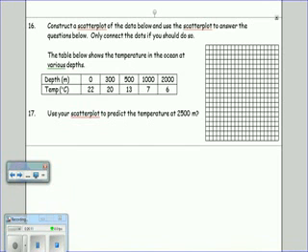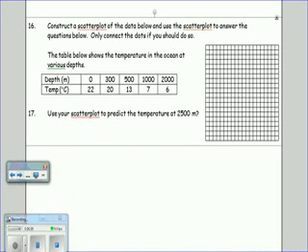I wasn't a big fan of 14 and 15 because those graphs are so hard to read. You can't really tell where the X and Y values are for those two graphs, so I just took those off the slide.